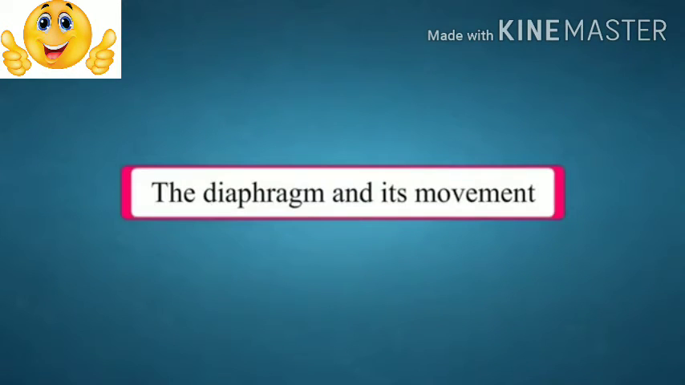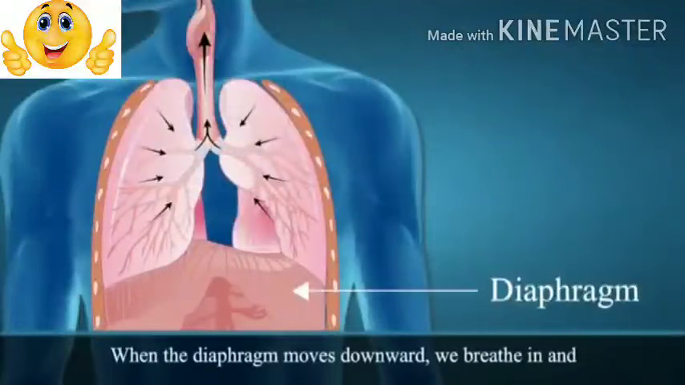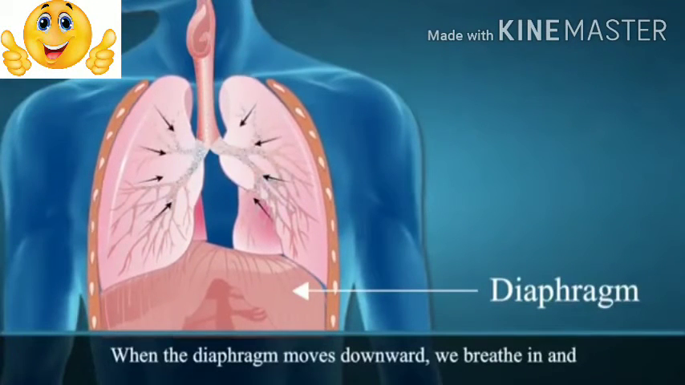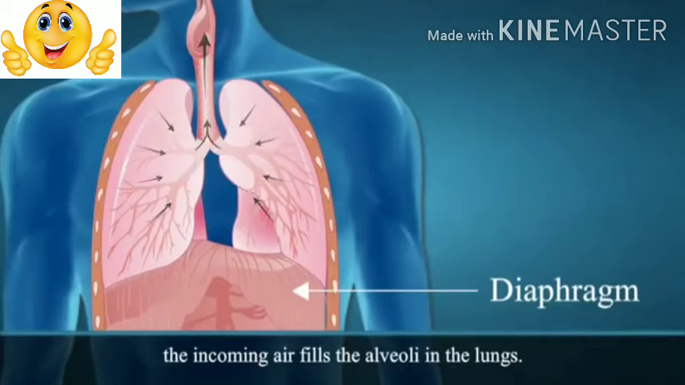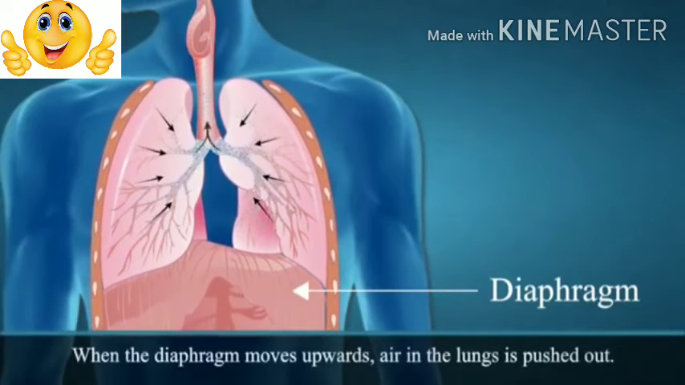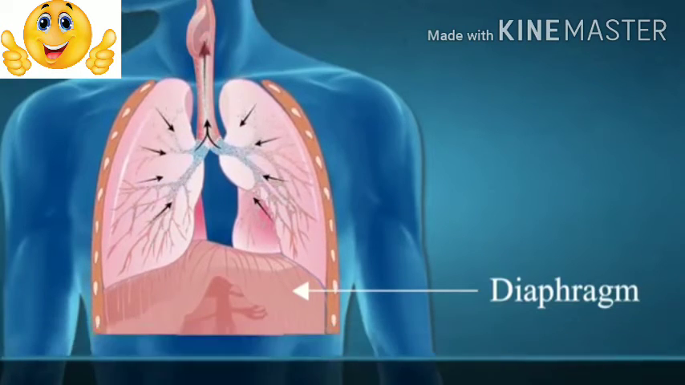The diaphragm and its movement. When the diaphragm moves downward, we breathe in and the incoming air fills the alveoli in the lungs. When the diaphragm moves upwards, air in the lungs is pushed out.